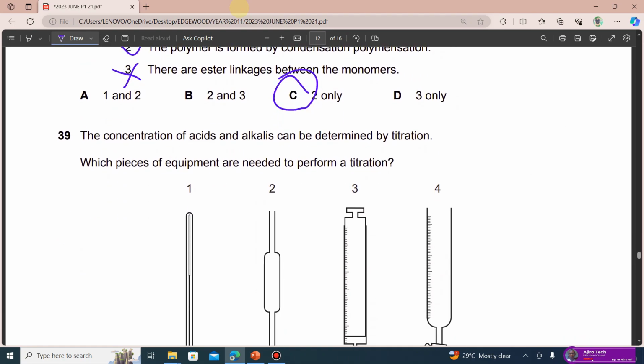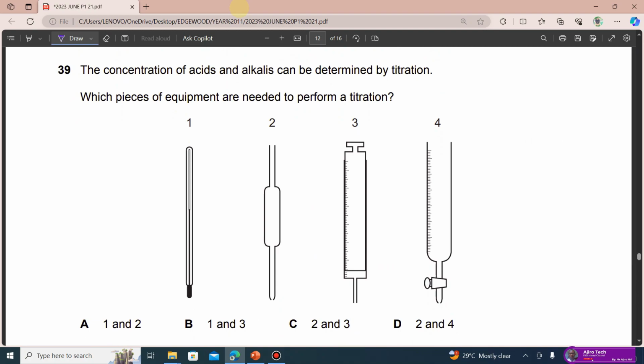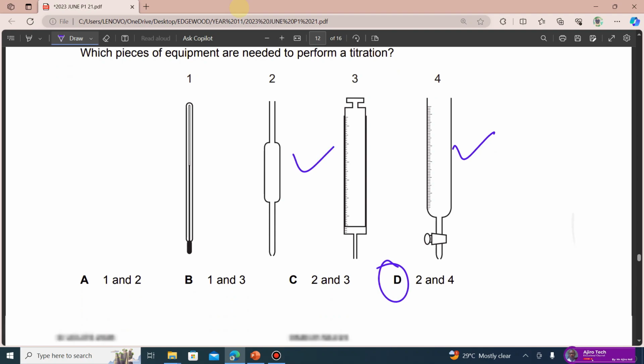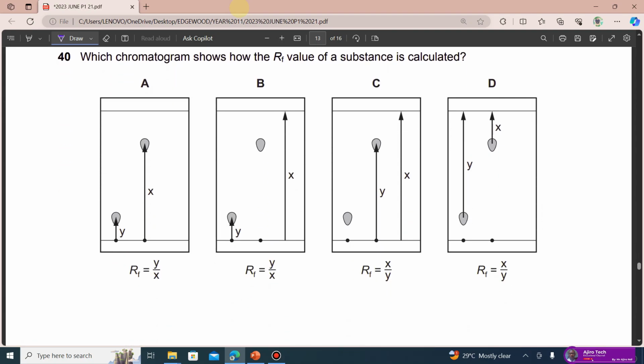So we get to question 39. The concentration of acids and alkalis can be determined by titration. Which pieces of equipment are needed to perform the titration? Of course, to perform a titration, you need 4 and you need 2. So that's D.